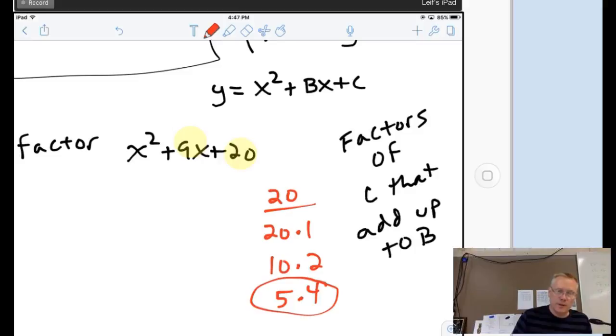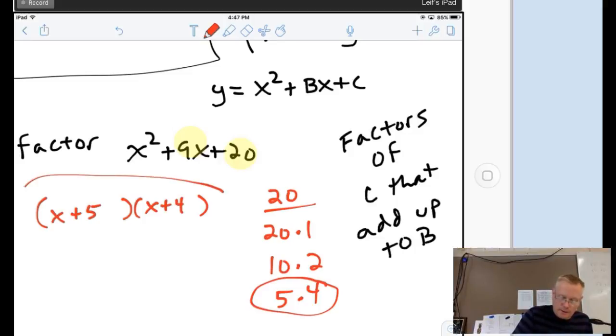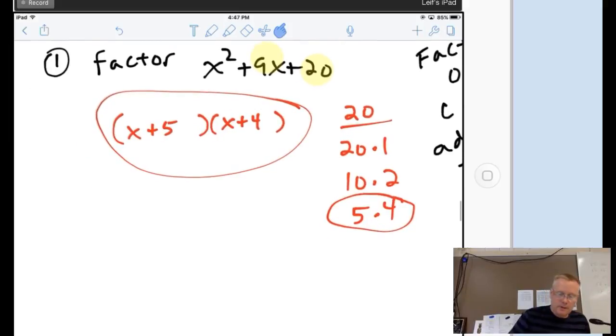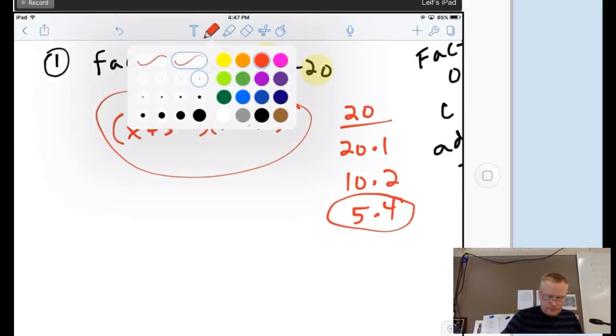So it multiplies to 20 and adds up to 9, which means I'm going to go over here, make two sets of parentheses, put x's in the front, and in the parentheses goes plus 5 and plus 4, and there's the answer. Nice and easy. All right. Number 2.